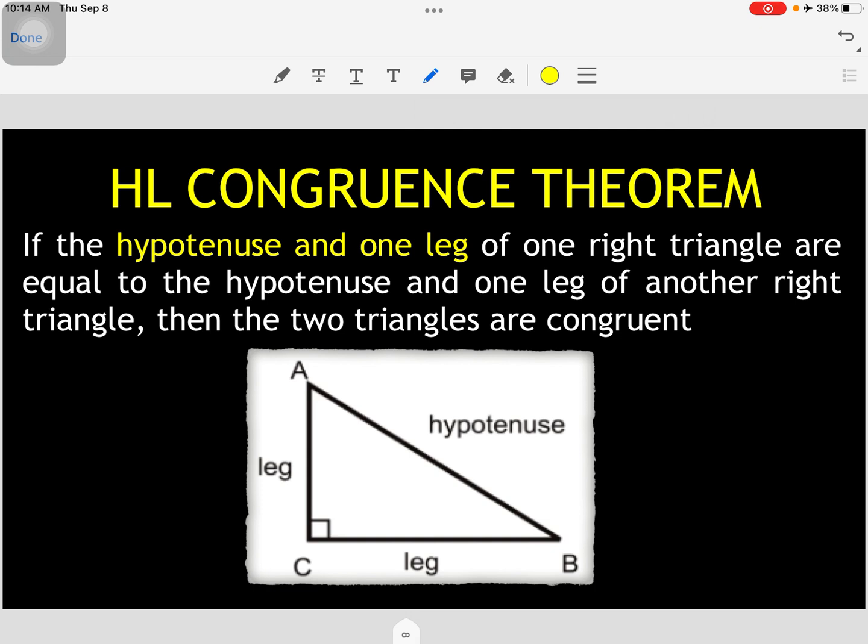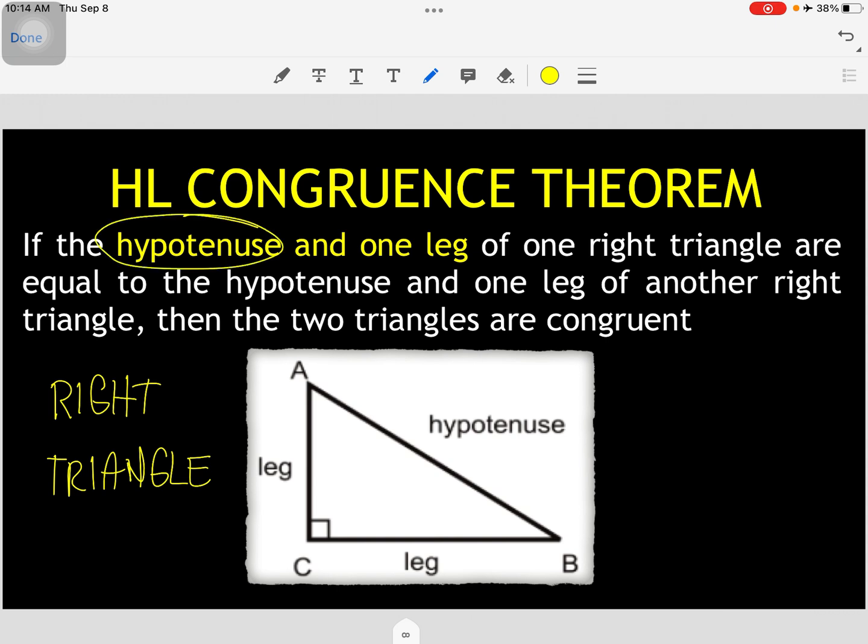And lastly, we have the HL. So what's HL? HL is hypotenuse leg congruence theorem. This only applies for right triangles. So if the triangle that you can see in the given is not right, then definitely you will drop out the HL congruence theorem from your choices because this only applies for right triangles.